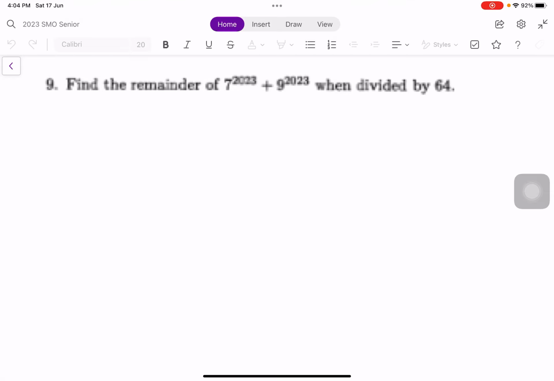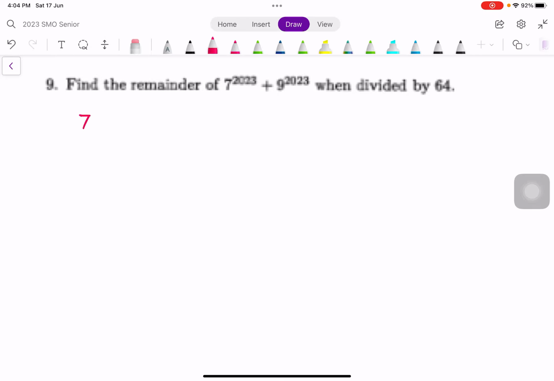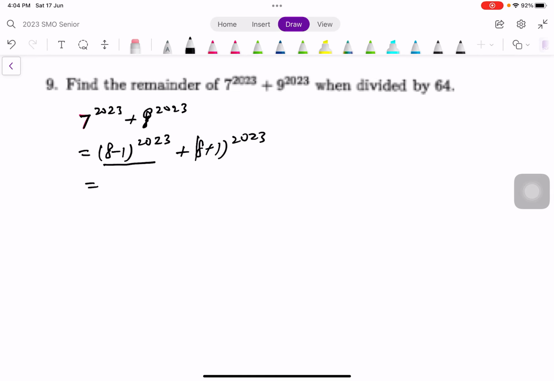Okay, question 9. Question 9 is actually a binomial theorem question. So therefore, can you see that 7 to the power of 2023 plus 9 to the power of 2023, right? 7 is actually 8 minus 1, to the power of 2023, sorry. And then this is 9, right? 9 is actually 8 plus 1, to the power of 2023, right? Therefore, in this case, can I expand out this?